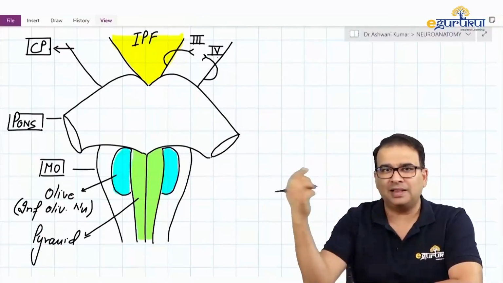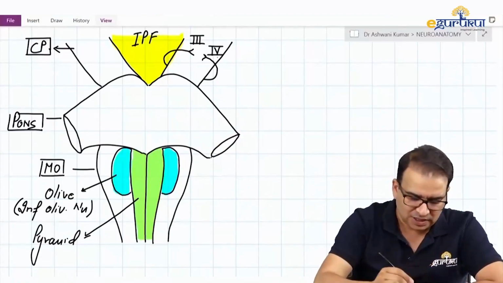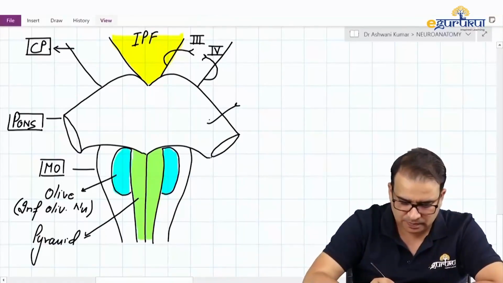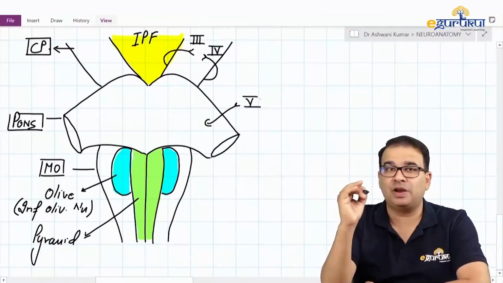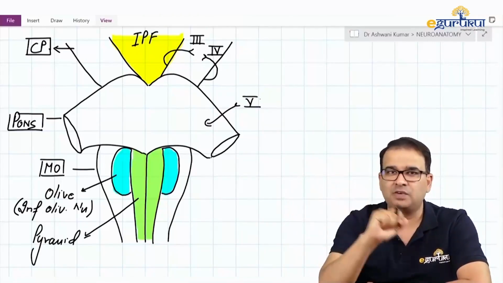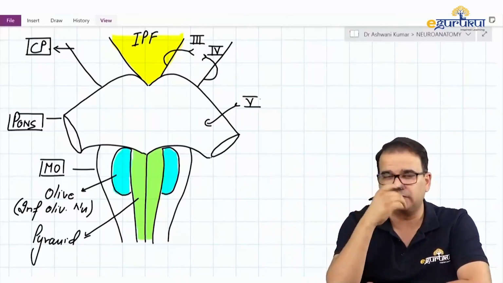So when you see the ventral aspect of pons, there is only one nerve that you see coming out from here, and that too very much toward the lateral side from the pontocerebellar angle region, and that is the thickest cranial nerve, the trigeminal. The fifth nerve is the only nerve emerging from the ventral aspect of the pons. Despite having many nuclei inside, only one nerve comes out from the ventral aspect of pons, and that too very much toward the lateral side. That is the fifth nerve.